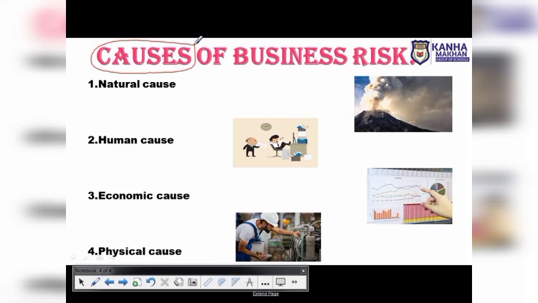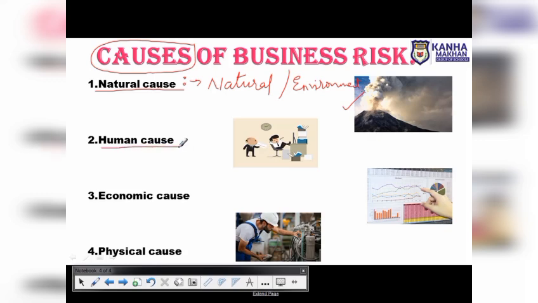So the first reason is your natural causes. Natural causes means some risk arises because of your natural calamities, which is actually provided by the environment itself, in which you don't have any kind of control. When it affects, it definitely affects your business. As you can see the picture over here, this is an example of your natural risk.